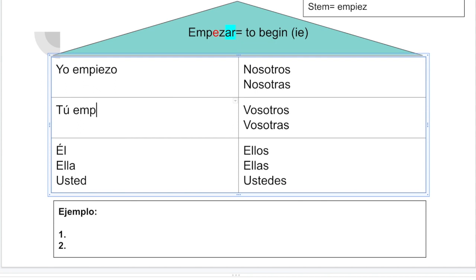Tú empiezas. Él, ella, usted empieza. Nosotros o nosotras empezamos. Vosotros y vosotras empezáis. Ellos y ustedes empiezan.